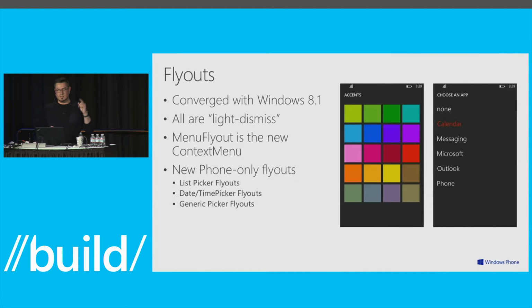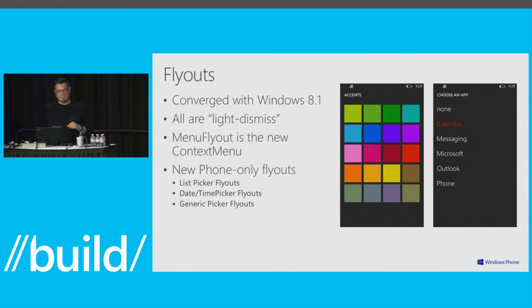So when you tap on which calendar you want to put something in, like this example where it says calendar, messaging, and Microsoft, Outlook, and phone, that's a list picker. Now that can be gotten to from a combo box, but say you don't want the combo box to be the entry point. You want something else, like a big picture of a bunny. When you tap on the bunny, it shows this. You can do that via the list picker flyout.